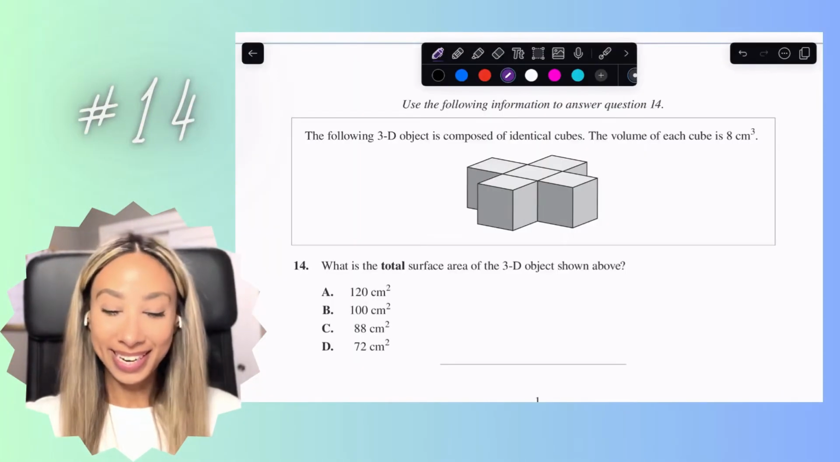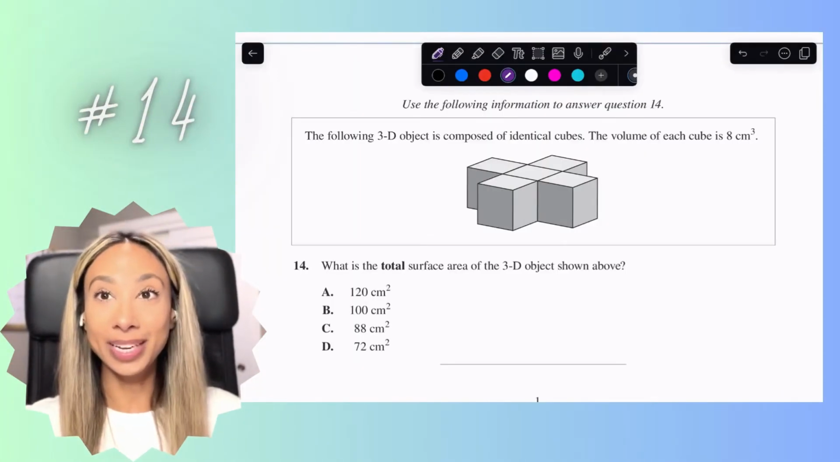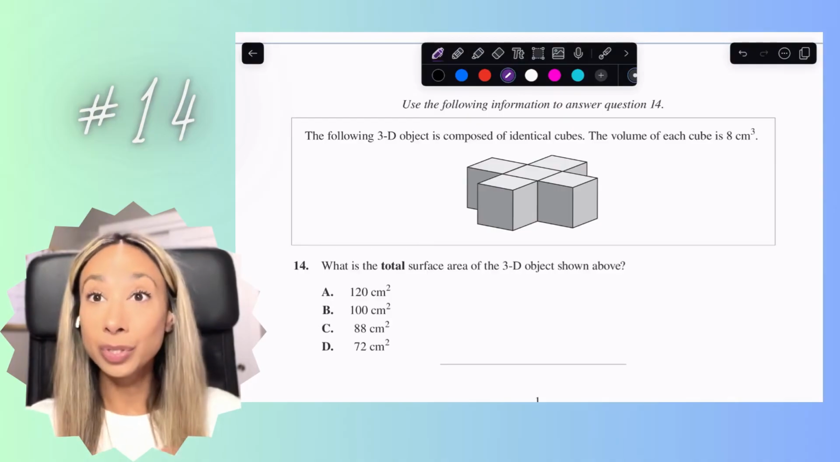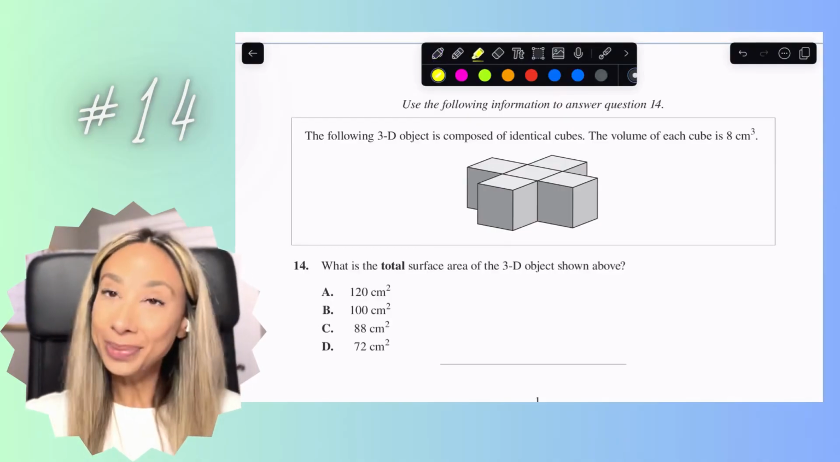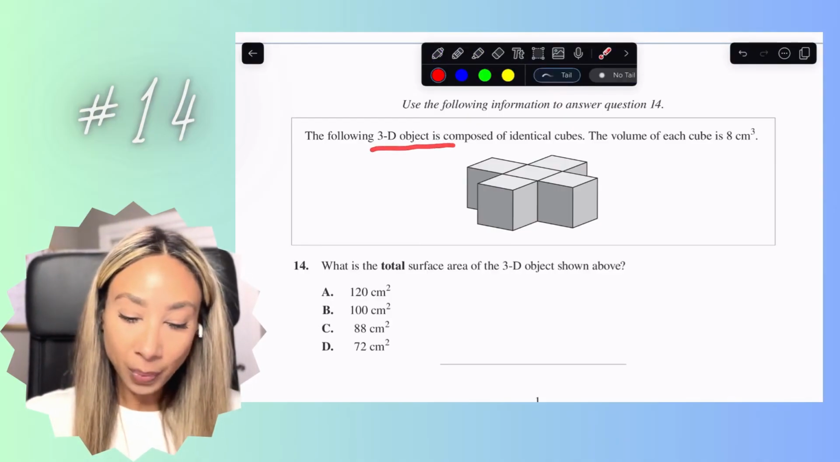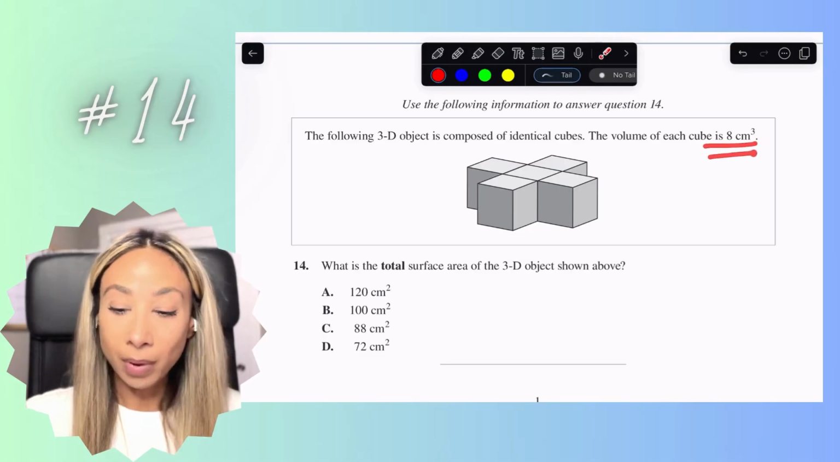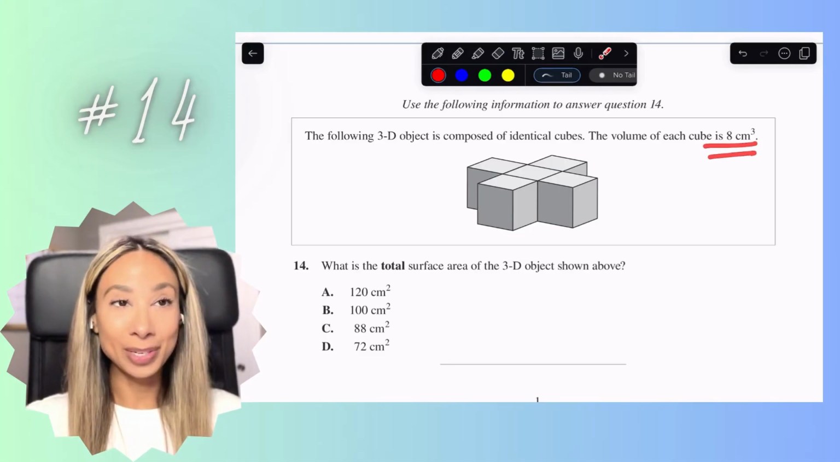Okay, number 14 here. So this one can be a little bit tricky because it's actually using 2 different rules. So not only is it a surface area question, we also have to know our rules about powers or square roots. So let's read the question. The following 3D object is composed of identical cubes. So here are our identical cubes. The volume of each cube is 8 centimeters cubed.